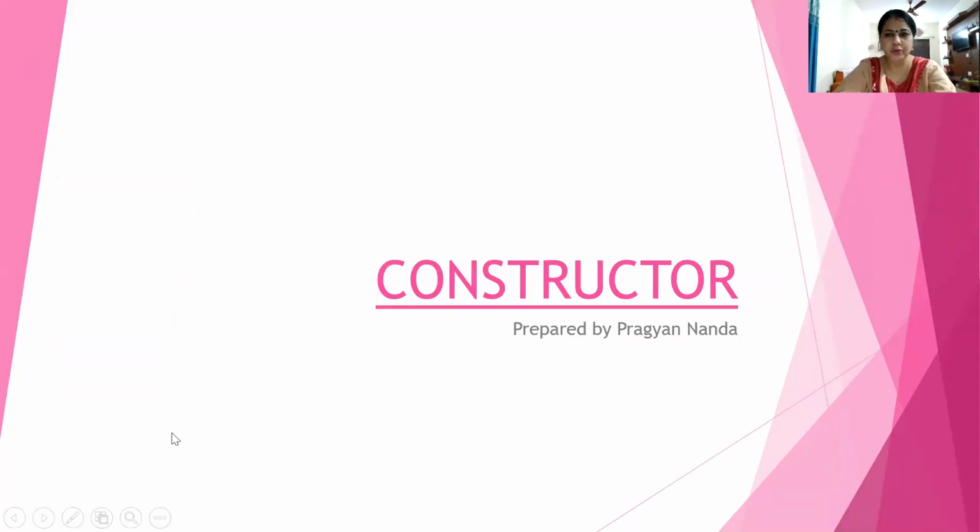Now all of you look at the topic name, that is the constructor. By the word constructor you can understand the meaning. Constructor means constructing, making something, preparing something. So here what are we going to construct? The data members associated with the object. We have to create the object along with the data members associated with the object.